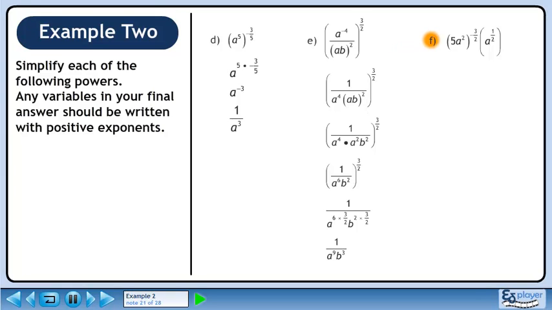Now we'll move on to part F. We can write 5a squared raised to the power of negative 3 over 2 in the denominator by changing the sign of the exponent. Now raise 5a squared to the power of 3 over 2. Simplify to get a denominator of 5 raised to the power of 3 over 2 times a cubed.